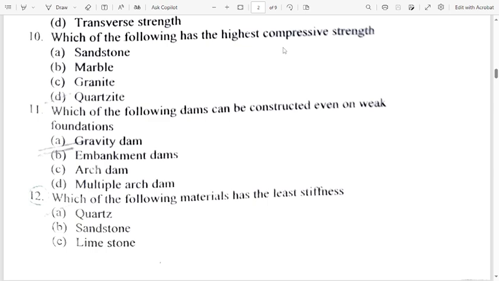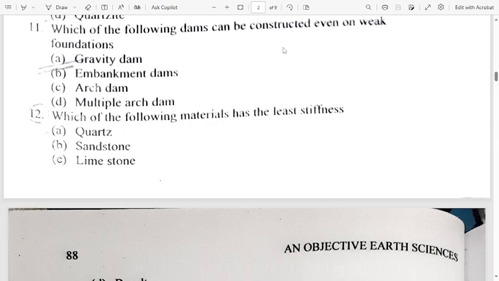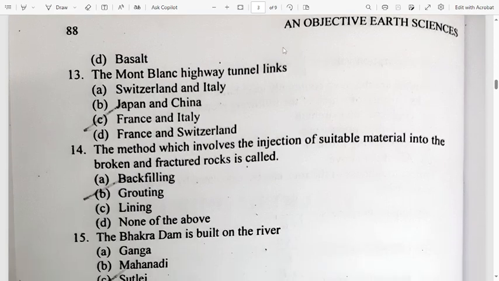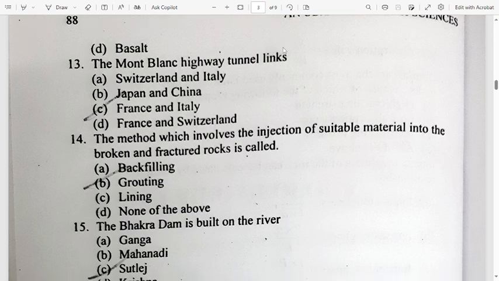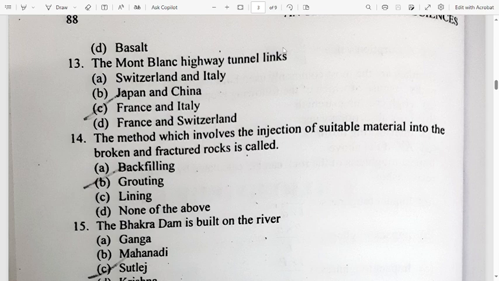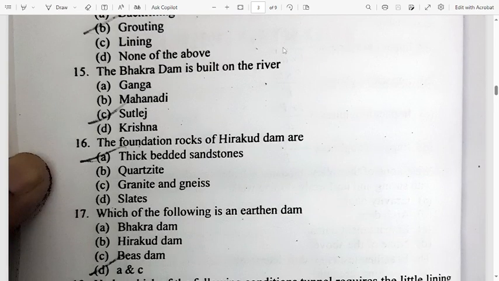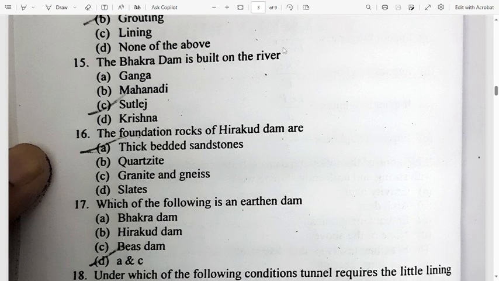Embankment dams. Which of the following materials has the least stiffness? Quartz. The Mont Blanc Highway tunnel links France and Italy. The method which involves the injection of suitable material into the broken and fractured rocks is called grouting. The Bhakra Dam is built on the river Sutlej. The foundation rocks of Hirakud Dam are thick bedded sandstones. Which of the following is an earthen dam?